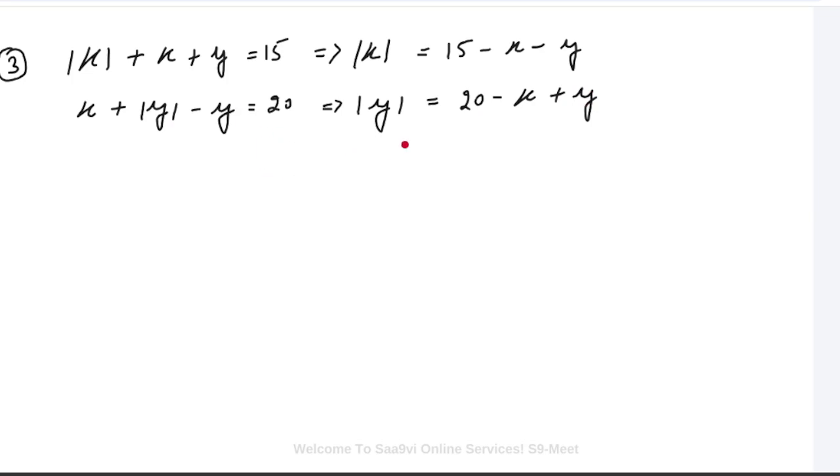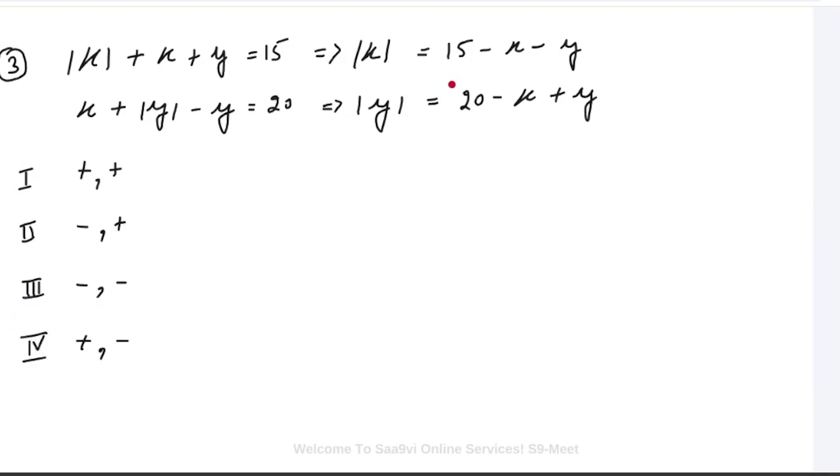Now, if I see carefully, x and y have modulus bars outside, so we can have 4 different cases. That means we can have x in the first quadrant and y in the first quadrant, that means they both can be plus and plus. Second quadrant, x can be minus, y can be plus. Third quadrant, both can be minus. And the last quadrant, x is going to be plus and y is going to be minus. So this is the first quadrant, second quadrant, third quadrant, and fourth quadrant. Now, which one of them is going to apply?